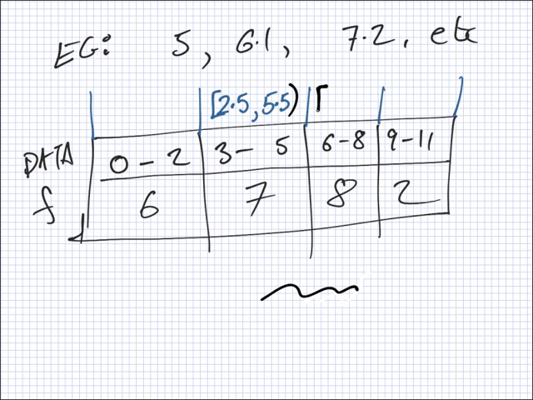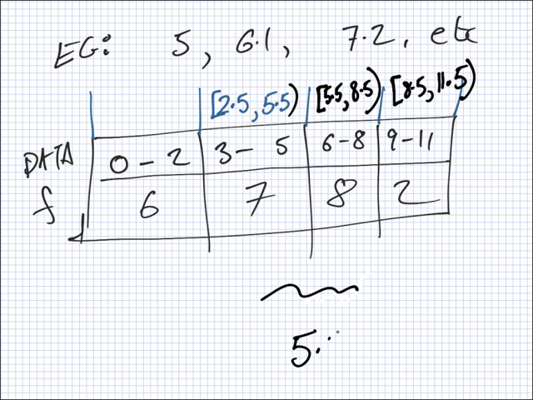This one here would be 5.5 to 8.5 open. And this one here, 8.5 to 11.5 open. Yeah, we're open on the right and closed on the left. I don't think you could really have it the other way, because the rule for rounding is that if you had a 5.5, that actually goes into the next box.